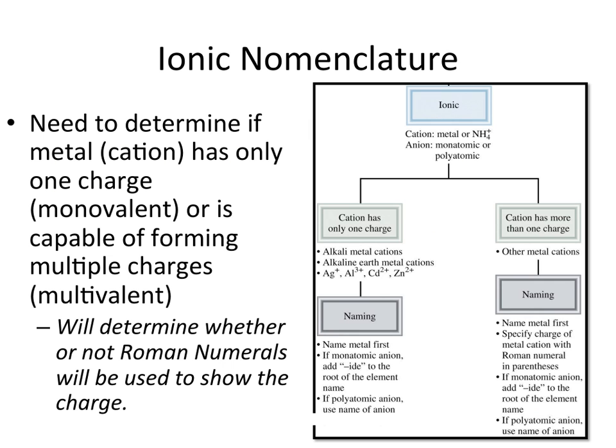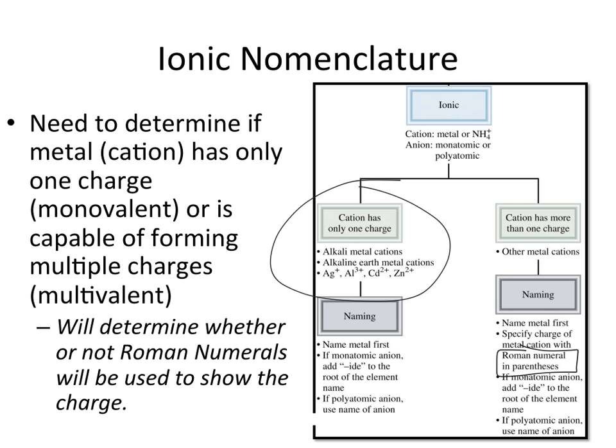So again, what we have to do when we're talking about ionic is figure out whether the metal, or the cation in this case, has only one charge or multiple charges. If it has only one charge, it really is a little bit more simple, because we don't have to use the Roman numerals to show what the charge of the metal is. We can just do straight naming, which means that we can just name the first name, change the last name ending to "ide," and be done with it.